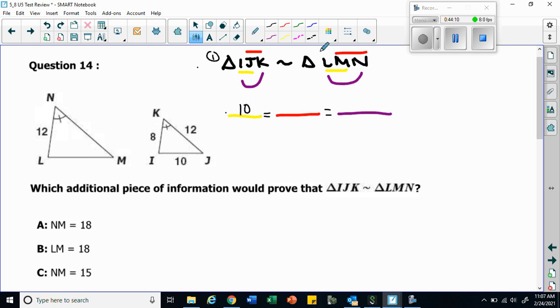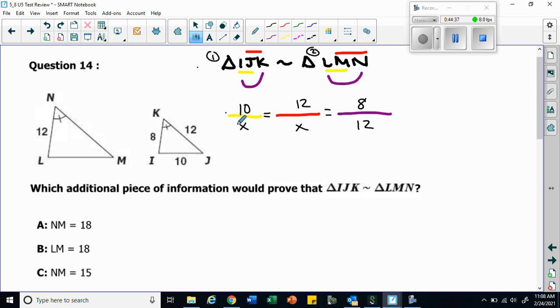So this is my first triangle. This is my second triangle. L to M, we don't have anything there. That's an X. So then we're going to go to the red, which is J to K. So J to K is 12. And then M to N is also X. And then I to K is 8. And then L to N is 12.